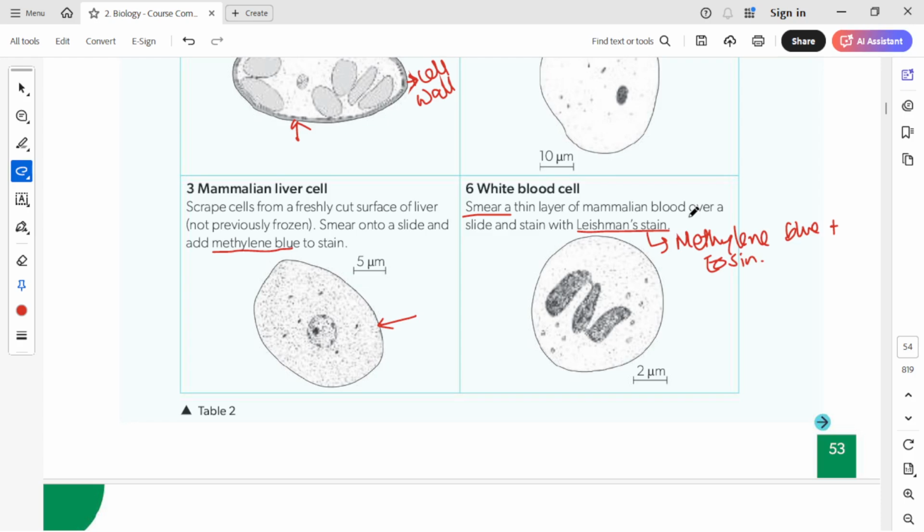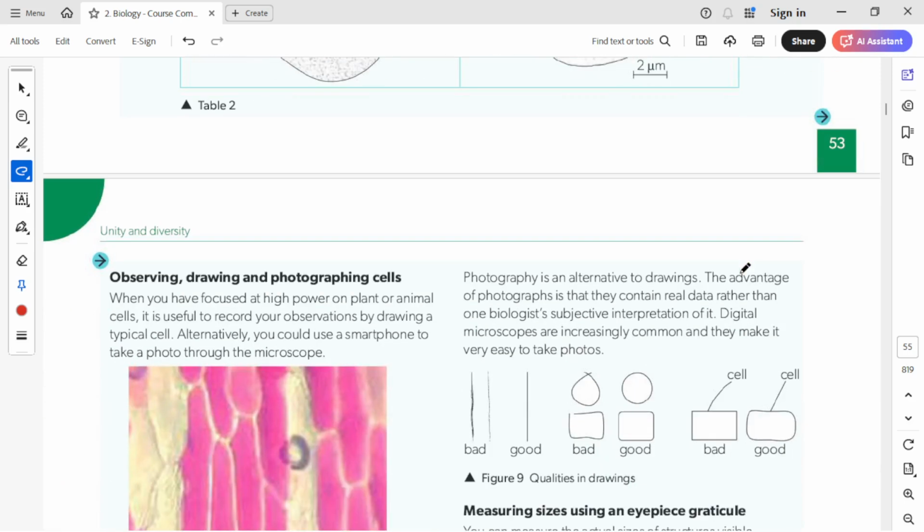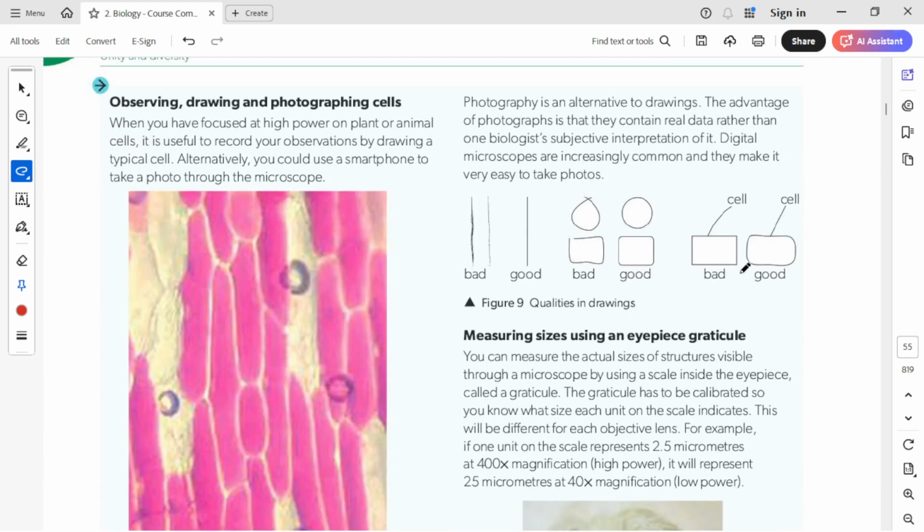Now what is the basic function of Leishman stain? So you can differentiate the white blood cells from any other sort of bacterial cells and other types of cells, because the blood cells will take up this stain and they'll be more visible compared to the other bacterial cells. Okay, because they definitely have more amount of DNA and RNA in them.